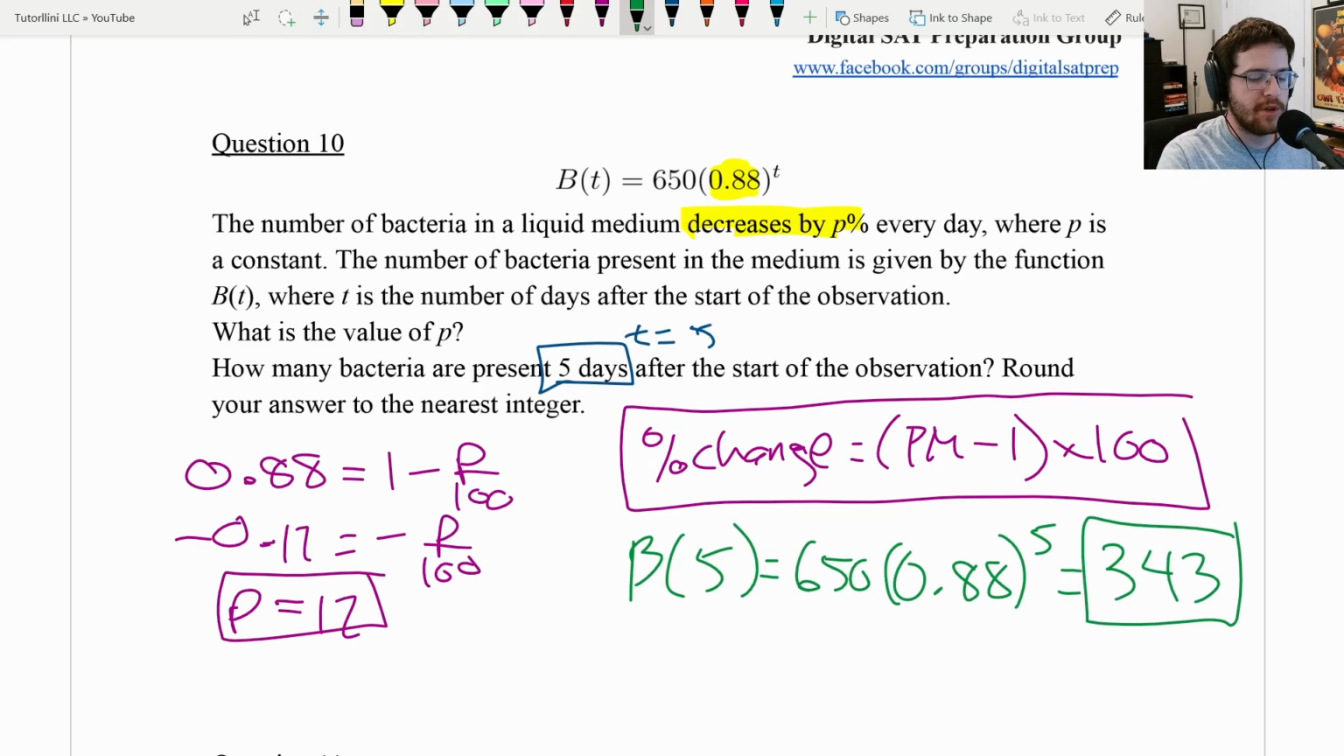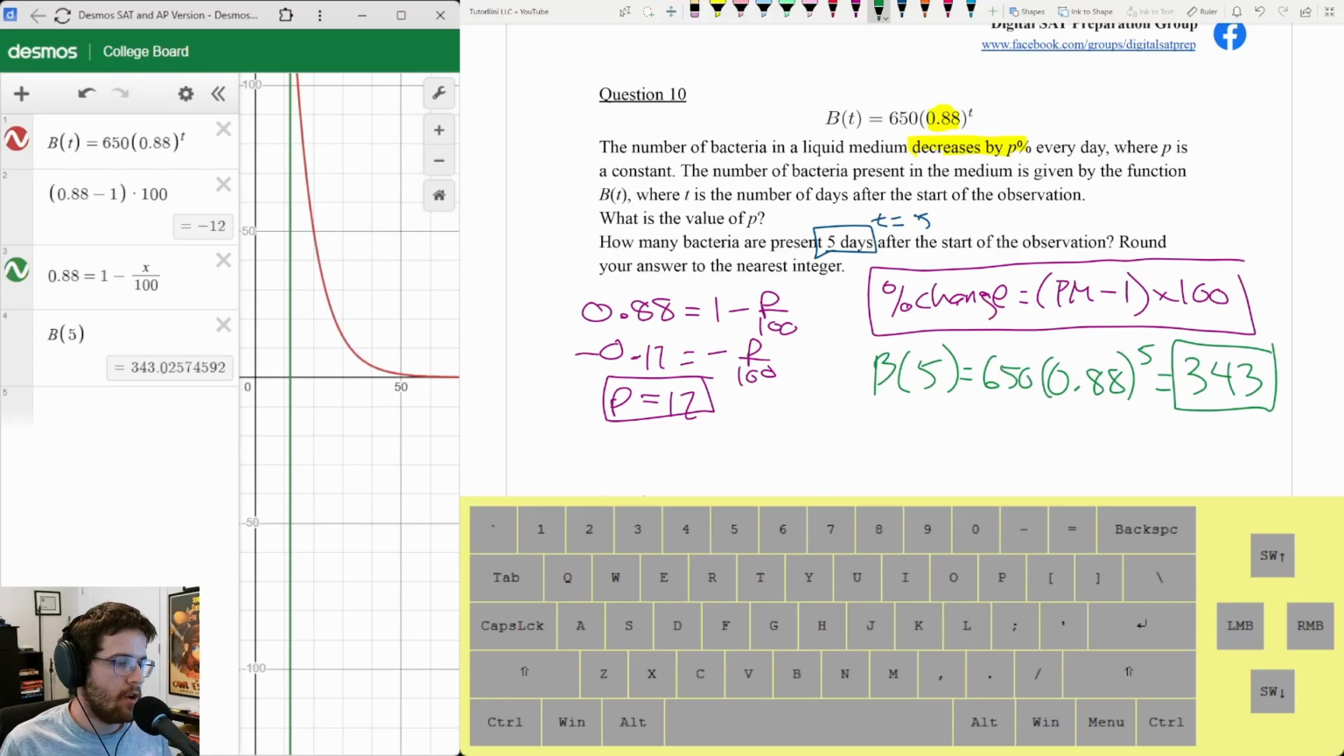Let's show how we could have done this on Desmos really quickly as well. Okay, guys, so I just typed this all in. 0.88 minus 1 times 100 gives us a negative 12% change. That is a 12% decrease. You don't put negative 12 as the answer. If I solve this equation, that's a way you can type it in to get it really quick. I get positive 12. Looks good. And then if you want to find b of 5 using function notation on Desmos, all you got to do is type it in.